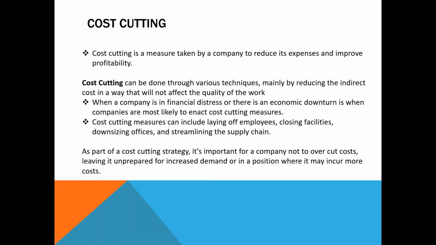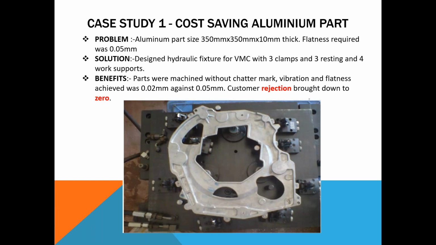Now we will go for a practical example of what has been done in this. Now this is case study number 1. This is cost saving of an aluminium part. This is an aluminium part which is about 300 by 350 by 350, and this used to buckle, and we were not able to attain the flatness.